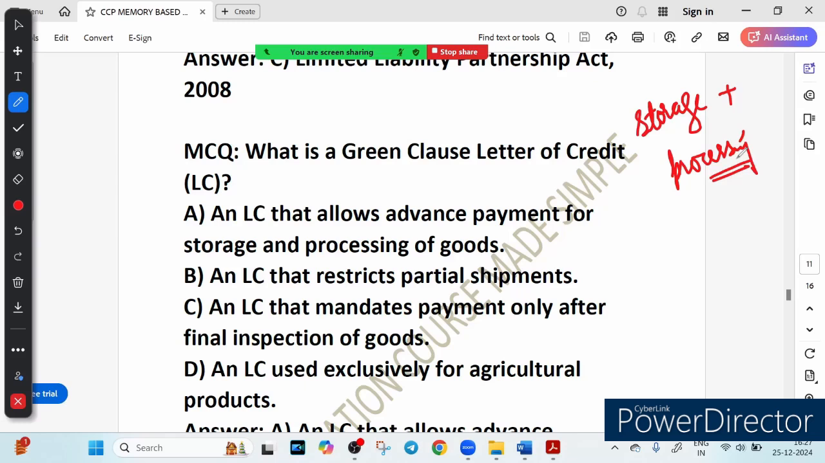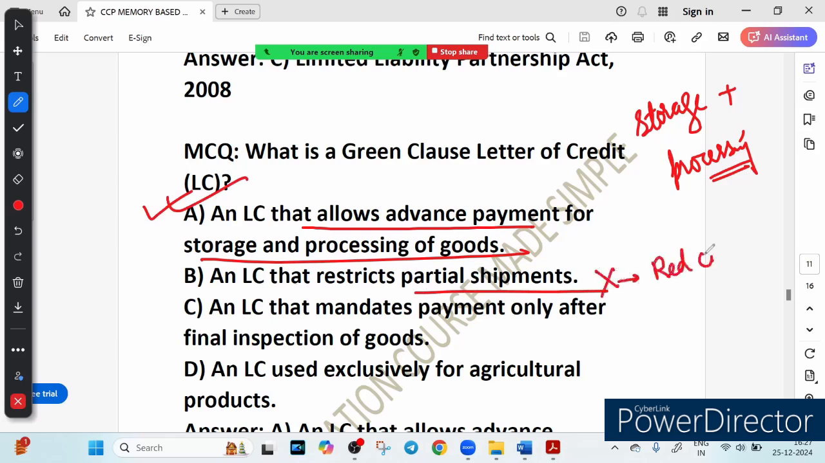Now let's see what the other options are. Option A says an LC that allows advance payment for storage and processing of goods, correct. An LC that restricts partial shipment, this is wrong, because this describes the red clause LC. You know about the red clause LC, which can restrict partial shipment, not the green clause. An LC that mandates payment only after the final inspection of goods is more aligned with the sight letter of credit. And the last option says an LC used exclusively for agriculture purposes. I think the green clause LC is not restricted to agriculture purposes.